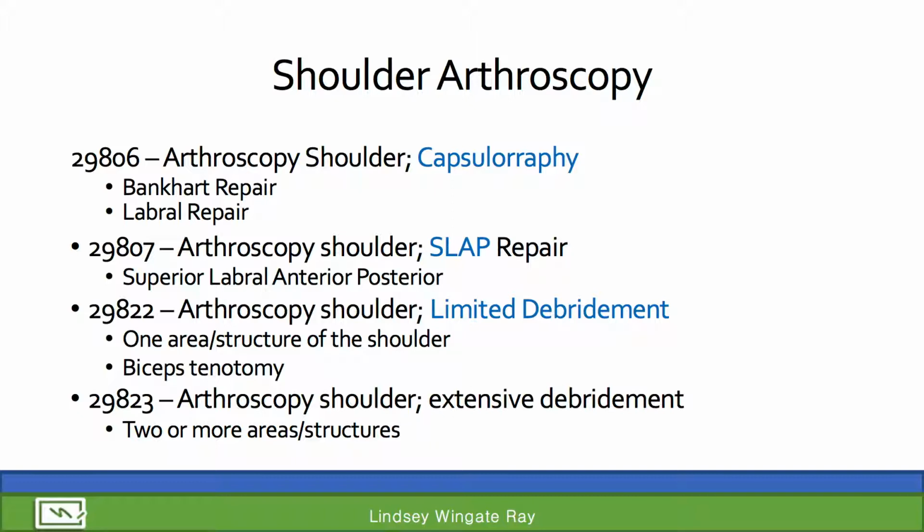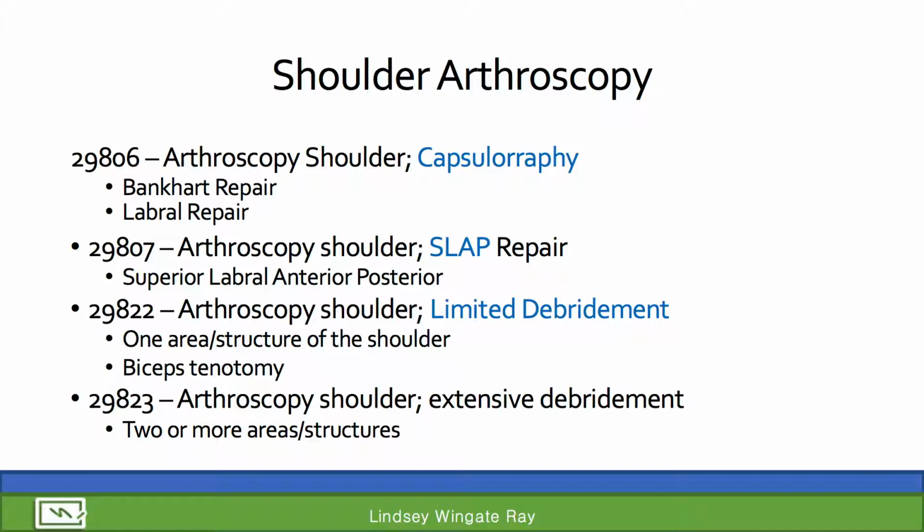29806, find that code. It says arthroscopy shoulder capsulorrhaphy. This can also be called a Bankart repair or a labral repair. So write those two words next to the code. 29807 is a SLAP repair. SLAP stands for superior labral anterior to posterior. That's how they're repairing the SLAP lesion.